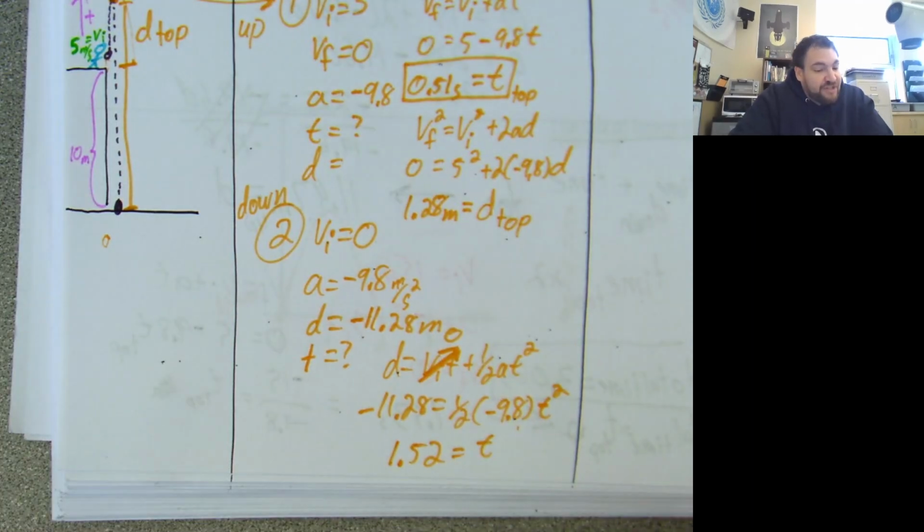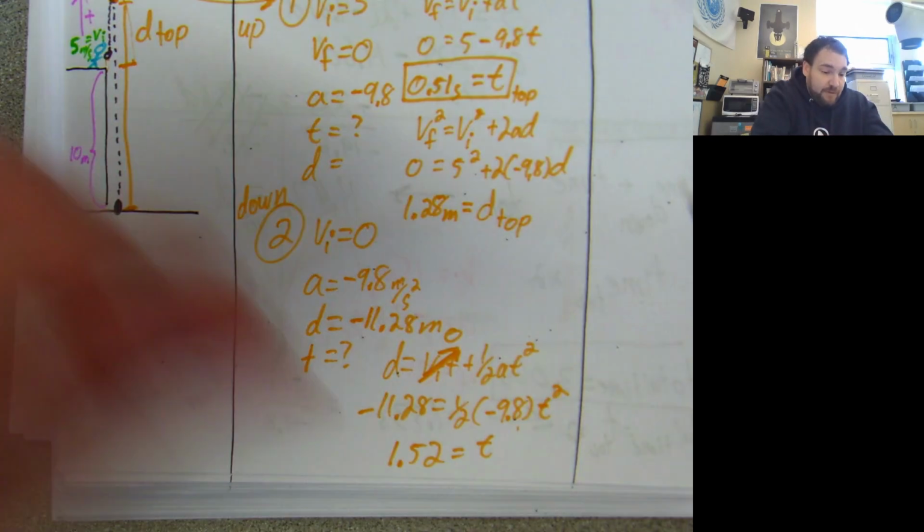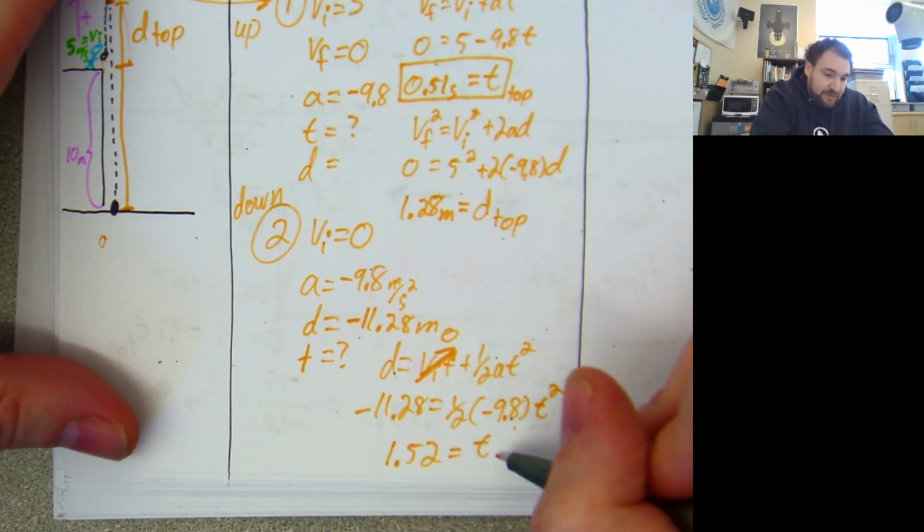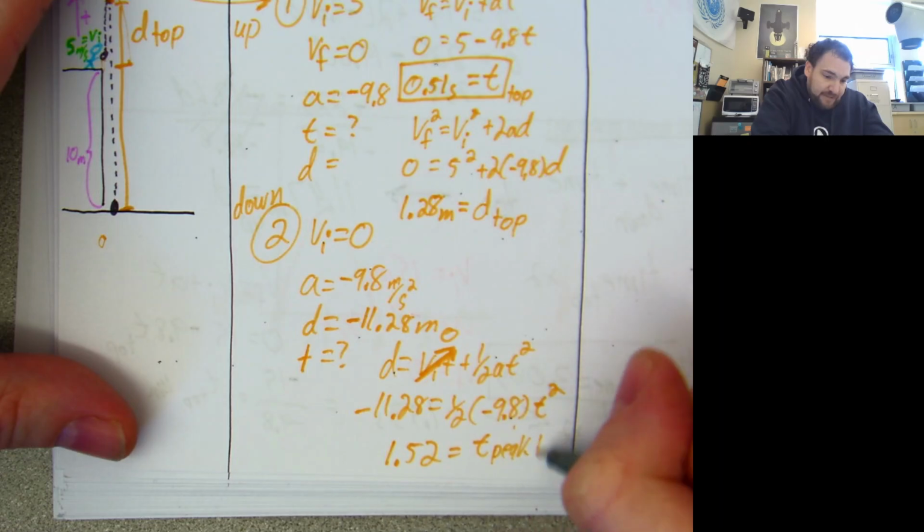What time have we just found? What does this 1.52 represent? From when to when? From the absolute peak to the bottom. So this is peak to bottom.